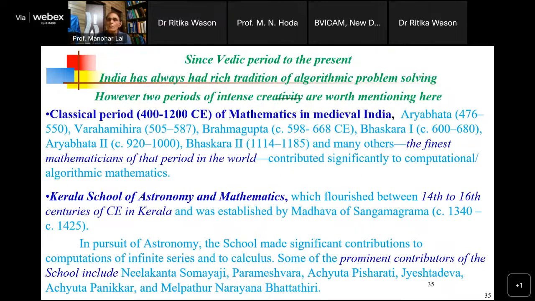That is almost 3000 years. Now, other contributions of Indians to the algorithmic tradition include the classical period from 400 to 1200 CE of mathematics in medieval India. Well-known names are Aryabhatta, Varahamihira, Brahmagupta, Bhaskara, Bhaskara II, and many others. They were the finest mathematicians of that period in the world. Nobody matched them. Then there is another very significant period of development of mathematics, the Kerala School of Astronomy and Mathematics, which flourished between the 14th and 16th centuries. Some prominent contributors of that period included Neelkanta Somayaji, who is the founder, Parameshwara, and others.